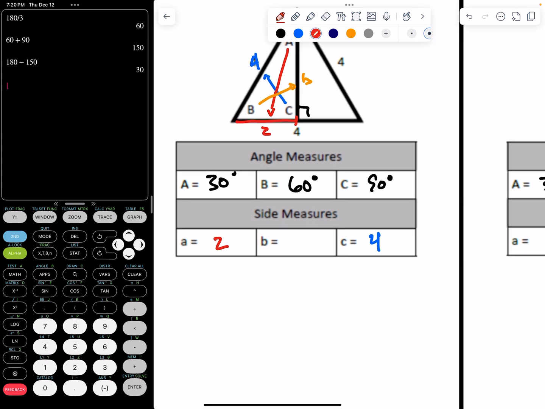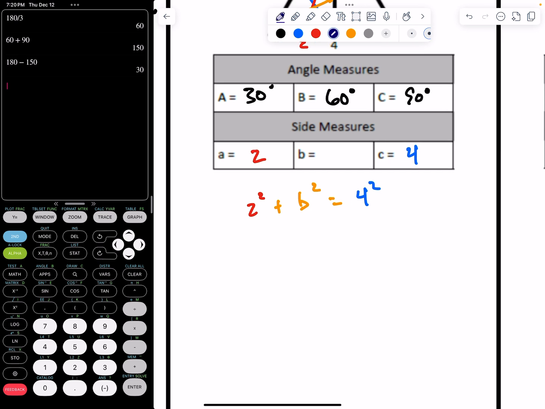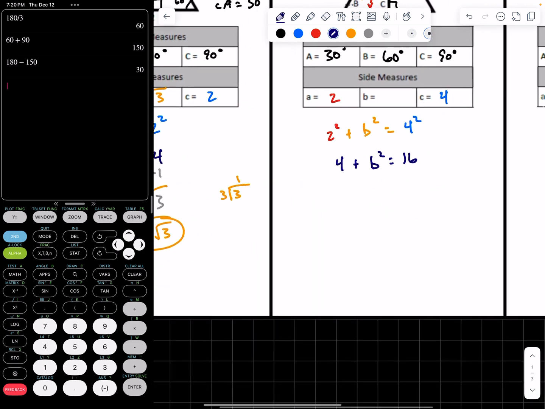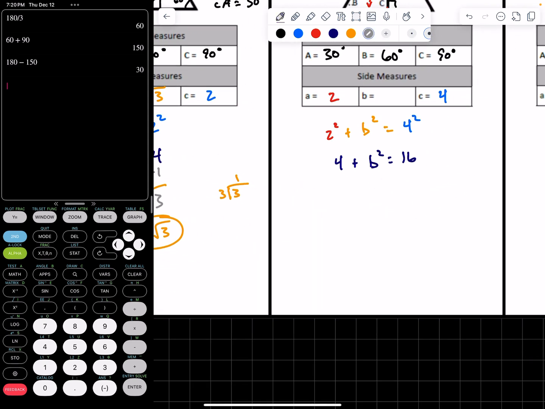So I take 2 squared plus B squared equals 4 squared. And I work this down. 2 squared is 4 plus B squared equals 16. Okay. I'm going to subtract 4 because, again, I want to get B squared by itself. So B squared equals 12. And then remember to get B by itself, because I don't want that squared anymore, I need to square root it. And if I do something to one side, I have to do the same thing to the other.